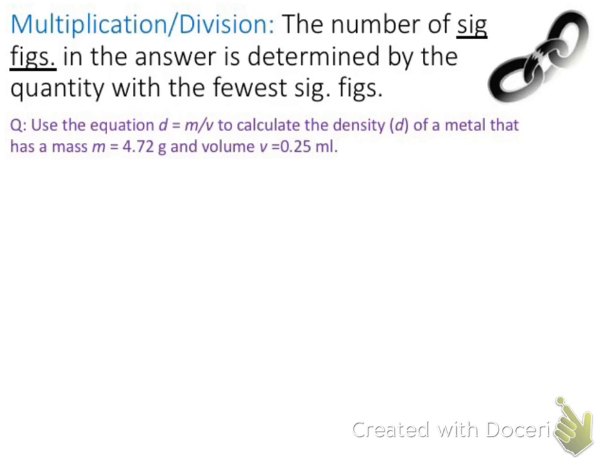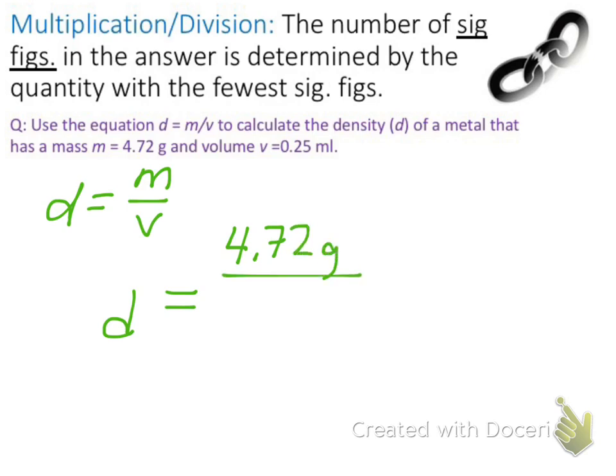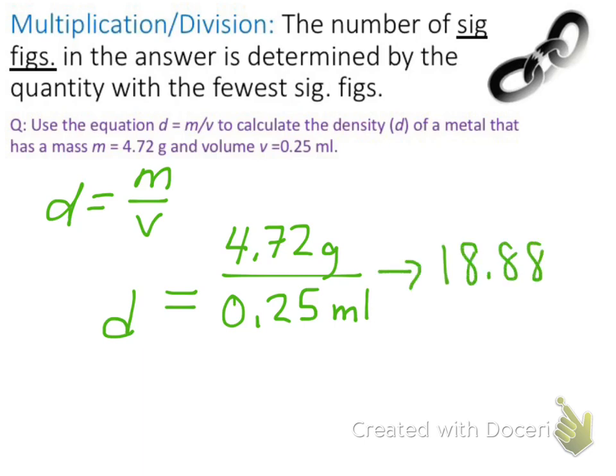So let's look at this. The question is, use the equation D equals m over v to calculate the density D of a metal that has a mass of 4.72 grams and a volume of 0.25 milliliters. That's simple enough. When you have your problem translated from the word problem and written out like this, the next step is to simply put this into your calculator to get your final answer. So when I enter this into my calculator, I get 18.88 on my display.